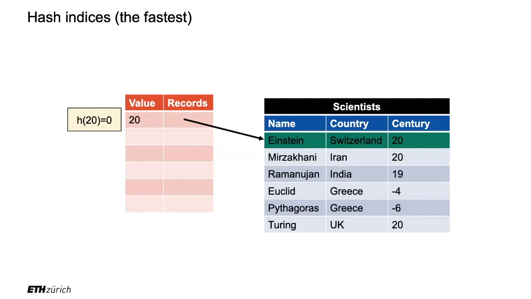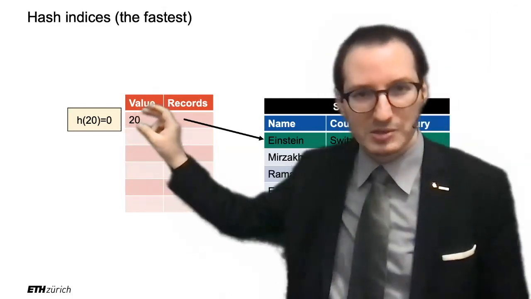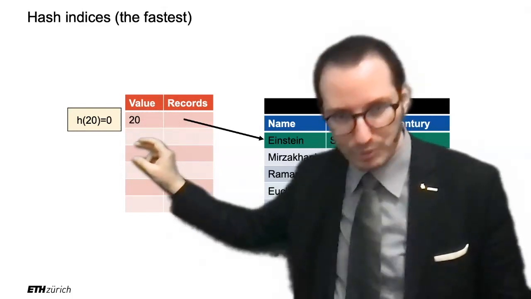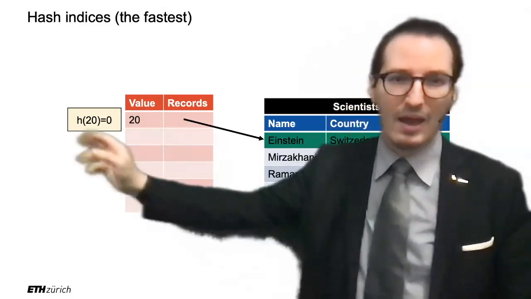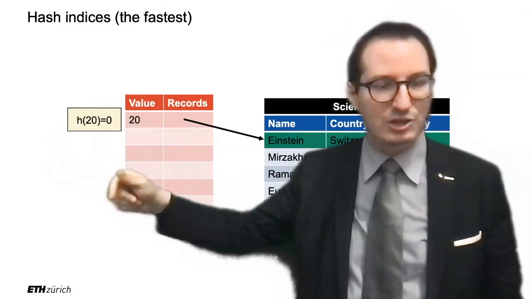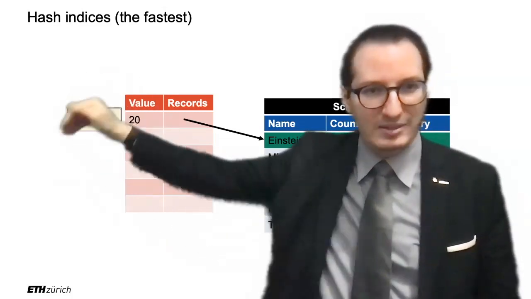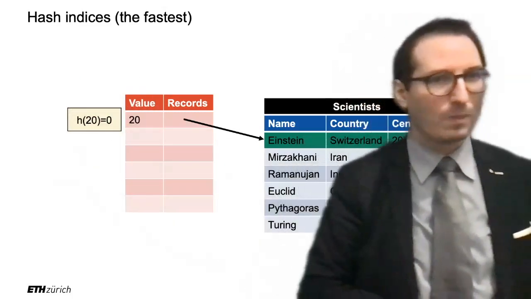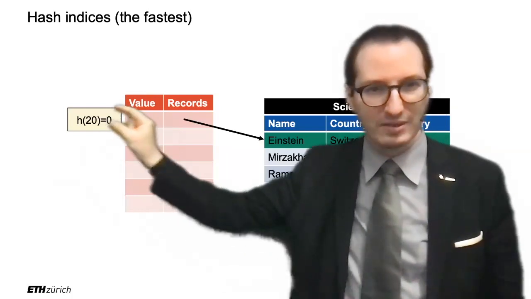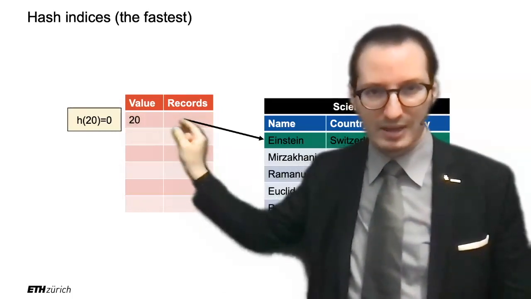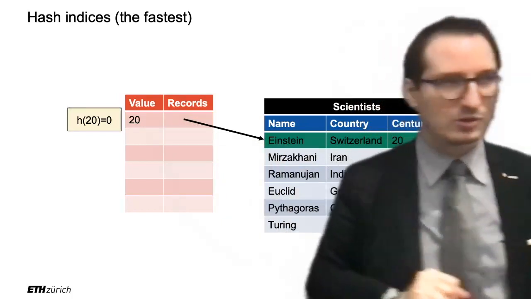You know that computer scientists, they start counting with 0. They love starting to count with 0. So basically to them, position 0 is here, position 1 is here, position 2 is there, and so on. And h, which is this hash function, if I put 20 in there, gives me back 0. So that tells me I should put 20 right here and then add a record to Einstein, Switzerland.